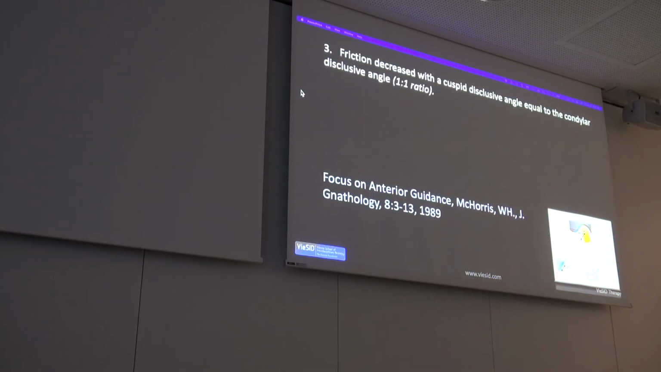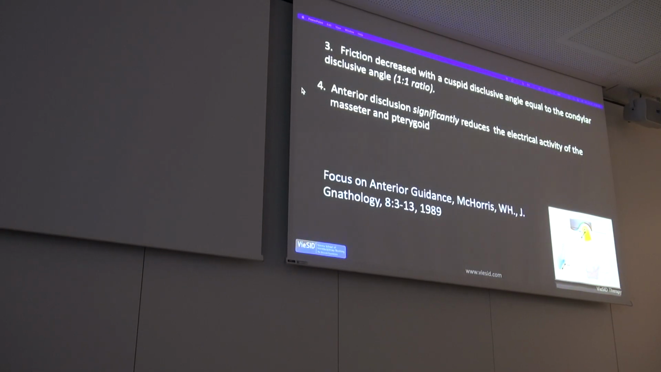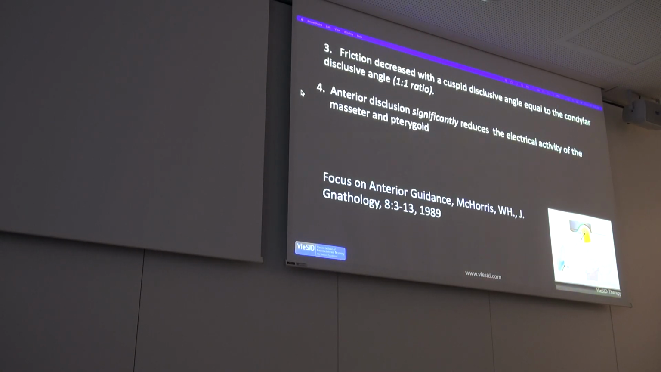He stated that friction decreased with a cuspid occlusive angle equal to the condylar exclusive angle, a 1-to-1 ratio. So in his research, he had it at 1-to-1. We'll talk about what we consider now. We know that the anterior disclusion significantly reduces the electrical activity of the masseter and the pterygoid. And that was sort of the research that basically precipitated a lot of the thought processes of Pankey, Dawson, Spear, and Coyce, where anterior guidance is everything because it shuts down the masseter and pterygoid muscles. And to a certain extent, that's true.